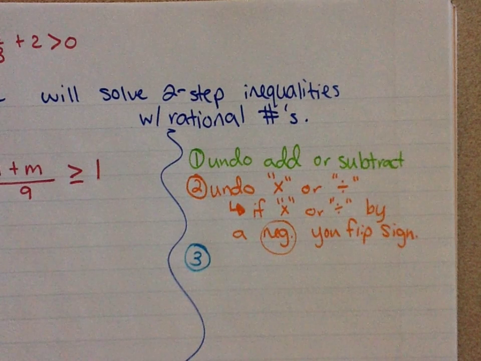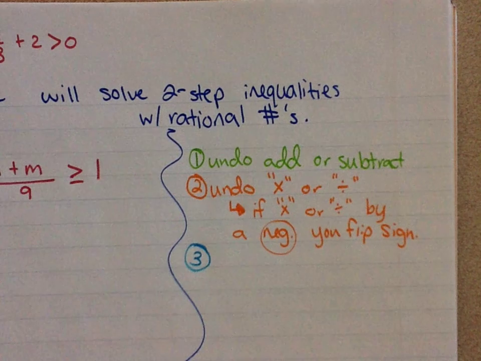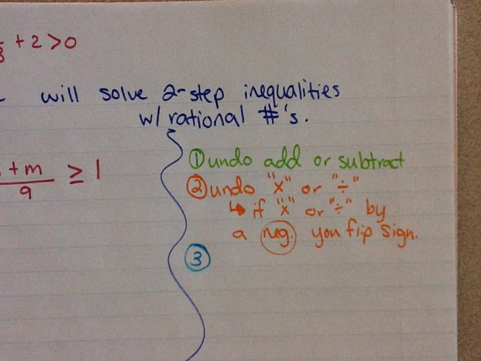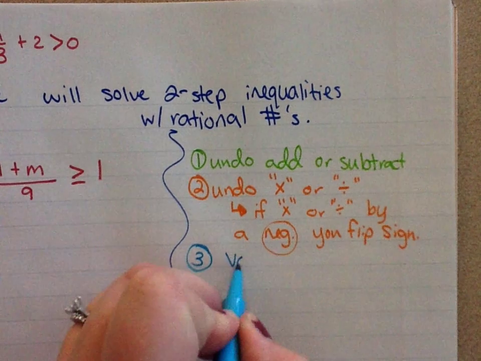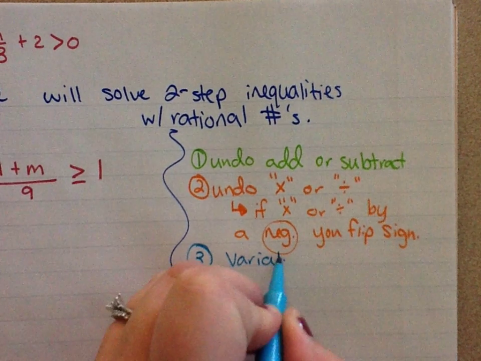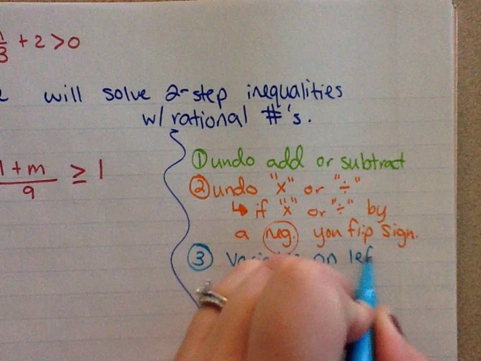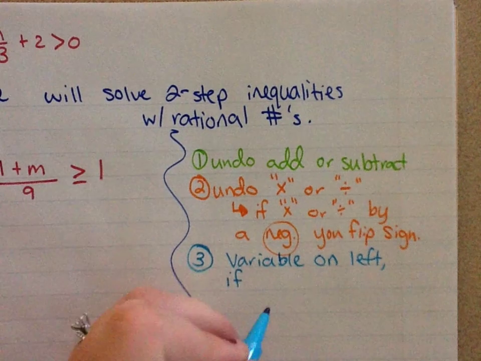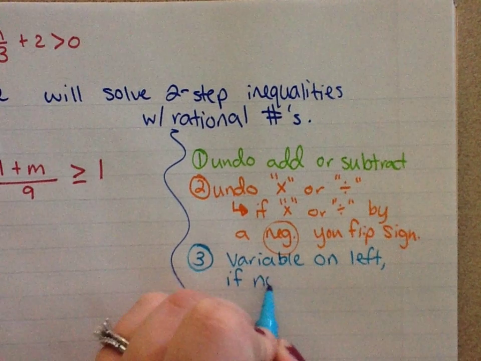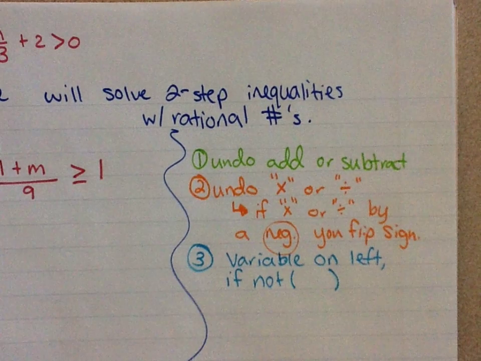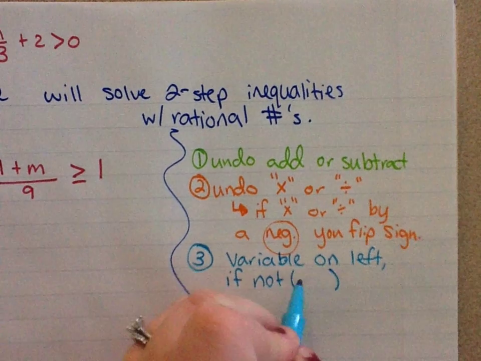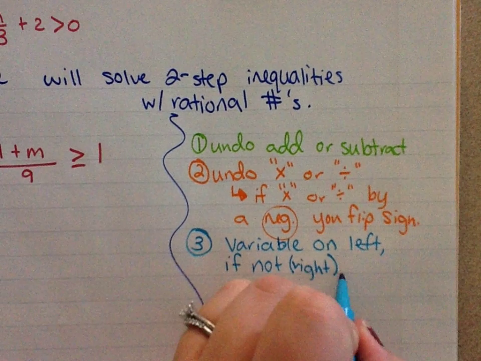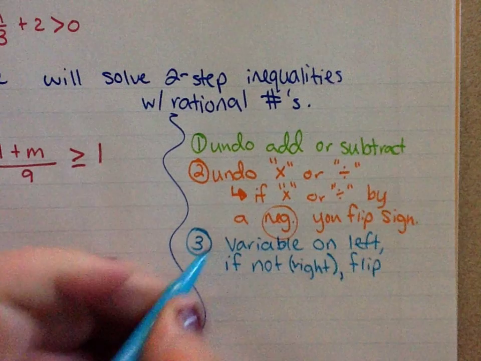Okay, Emma, after I'm done adding and subtracting, multiplying or dividing, what's the third thing I check? Variables must be on the left. Okay, I want my variable on the left. If it is not, Emma, what do I have to do? You have to flip the sign. Okay, if the variable is not on the left, what side would it be on? Right. Okay, it's on the right. So if it's not on the left, it's on the right, I have to flip it over to the left. So I need to flip the sign.